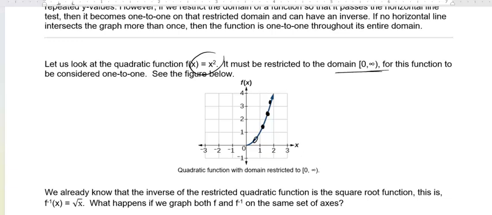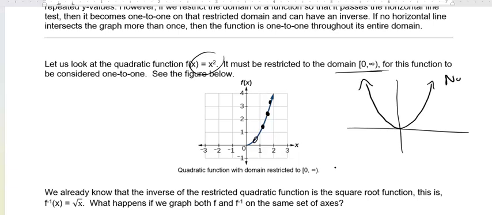Maybe to understand 1-to-1, I'll show you what's not 1-to-1. If I don't have that domain restriction and I have x squared, which is my normal parabola, this is not 1-to-1. It does not have an inverse because this y value right here, let's call it 4, that'd be the point (2, 4). So this y value 4 corresponds to an input of 2. But there's another one, right? Because there's another 4 over here. This is (-2, 4). So this 4 also corresponds to negative 2. So this is not 1-to-1.